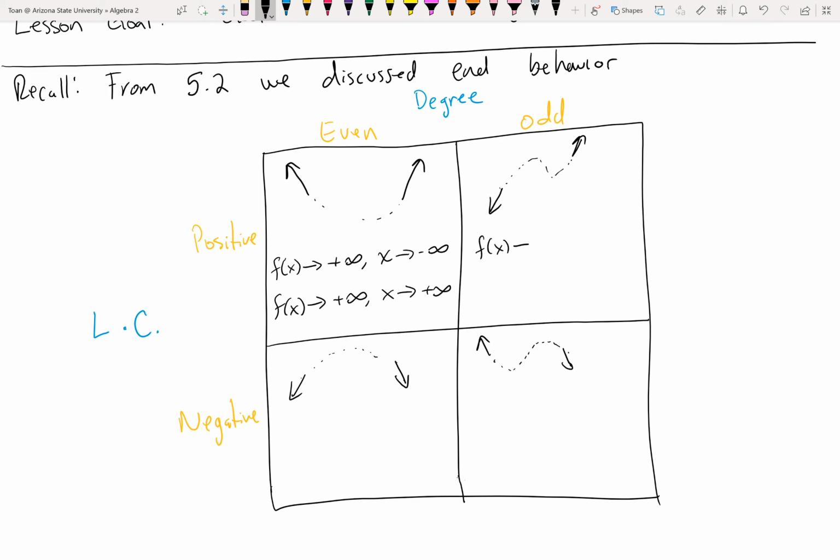So let's go ahead and take a few moments and fill in the end behaviors. Now we did this in 5.2, so if you have no idea what these arrow notations mean, go ahead and check out 5.2 for a quick refresher, or just ask me in class.